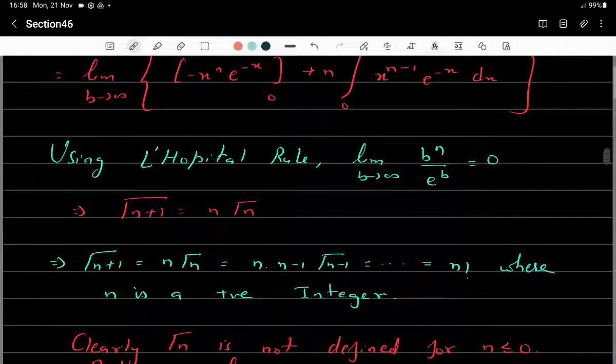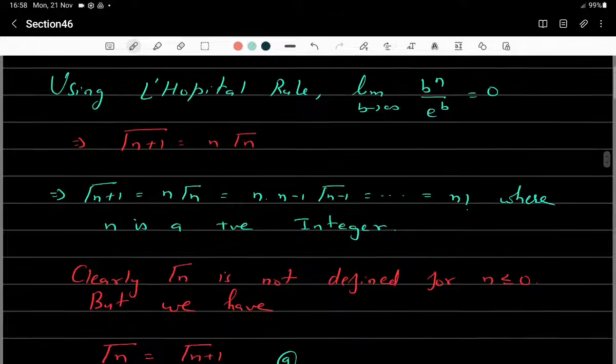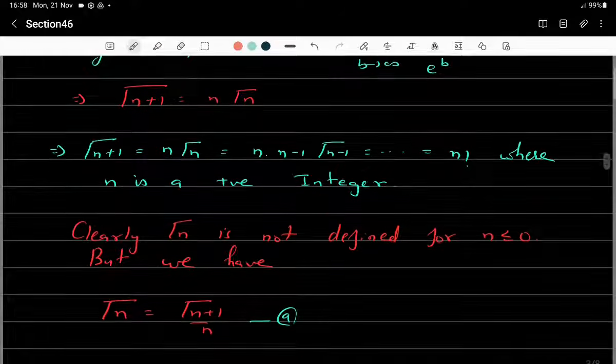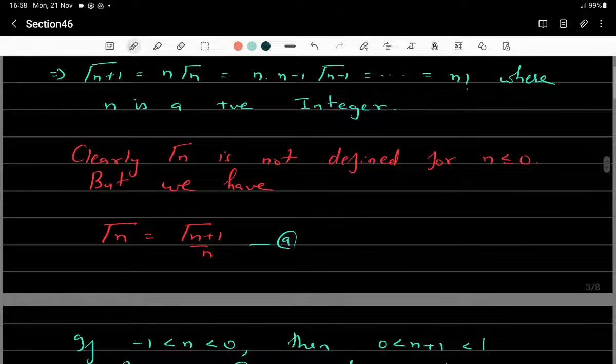Now one important thing is gamma n is only defined when n is greater than 0. So what will happen if n is less than or equal to 0? So let's see. Let's assume that n is from minus 1 to 0. If n is from minus 1 to 0, then n plus 1 is from 0 to 1. So n plus 1 is a number which is positive, greater than 0.